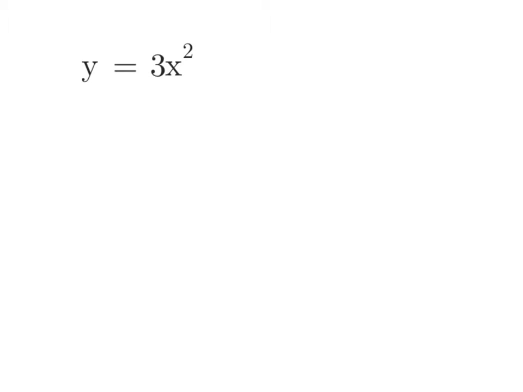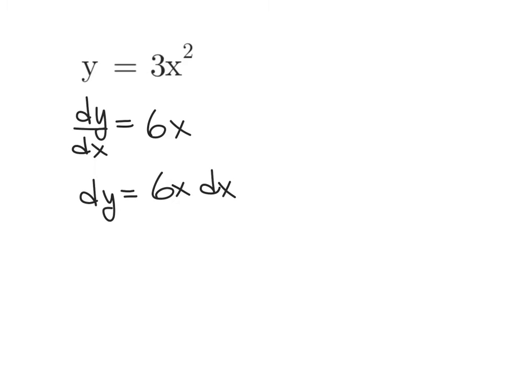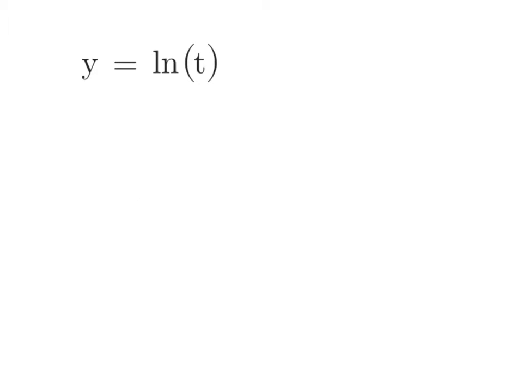We can do that by finding the derivative dy dx, and that would be equal to 6x. Then the differential equation would be dy is equal to 6x dx. Now hopefully you'd be able to jump straight to the differential equation without having to do that in between step. Just find the differential of y, which is dy, and the differential of natural log of t. So that's the derivative of natural log of t, 1 over t, times dt.